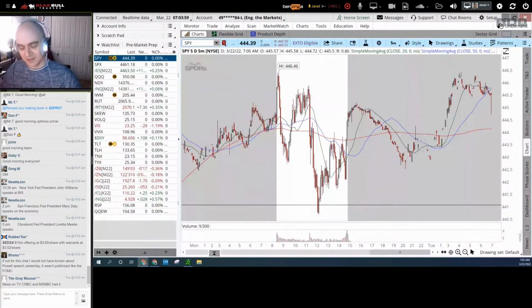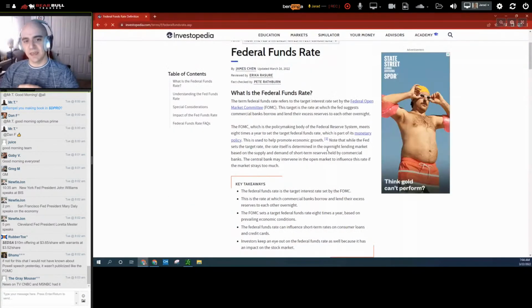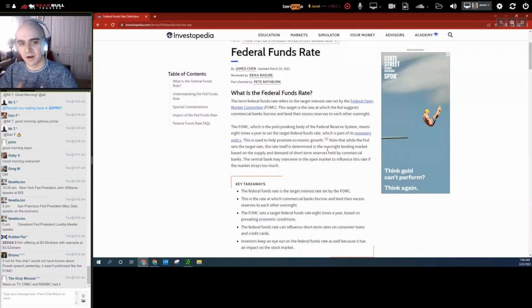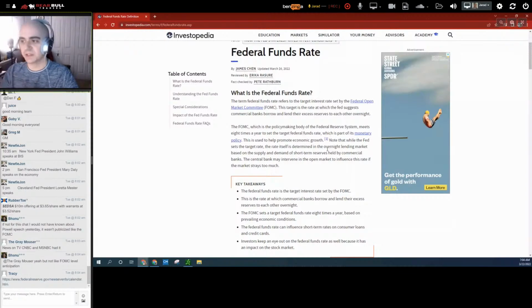One of the easiest things you can do is start to look up the key definitions of what this actually represents for anyone who is affected. It is the target interest rate set by the Federal Open Market Committee. The target is the rate at which the Fed suggests commercial banks, so your JP Morgans, your Goldman Sachs, any large industry standard banking institution, will have to adhere to. It's the rate at which they borrow and lend their excess reserves to each other overnight.